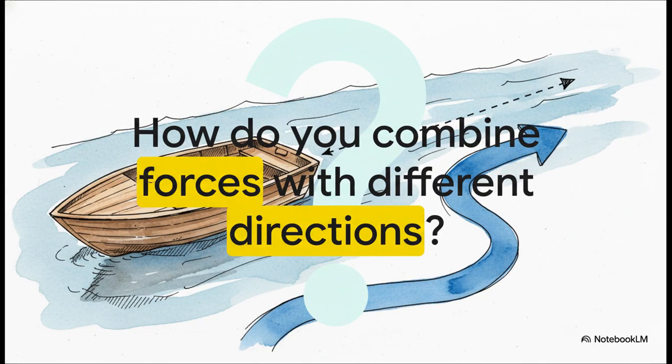I mean, think about it. If your boat's engine is pushing you straight across a river, but the current is pushing you downstream, you can't just add those two speeds together, right? That wouldn't tell you where you'll end up. You've got to account for those different directions. And the secret to doing that is vector arithmetic. And trust me, it's way more straightforward than it sounds.